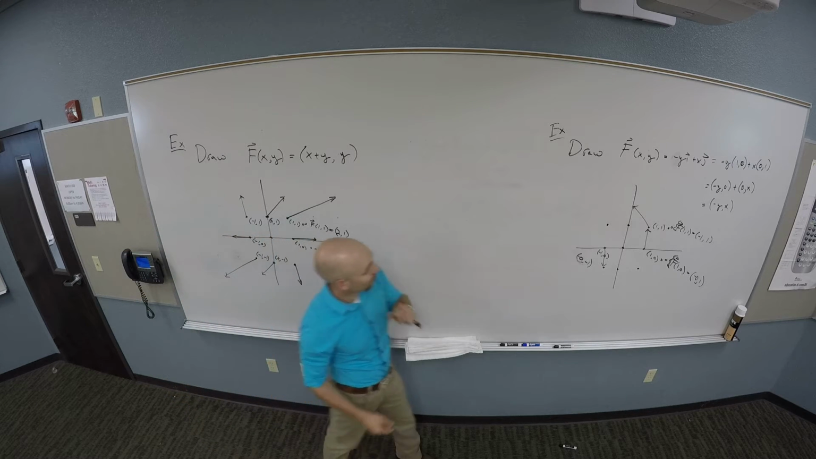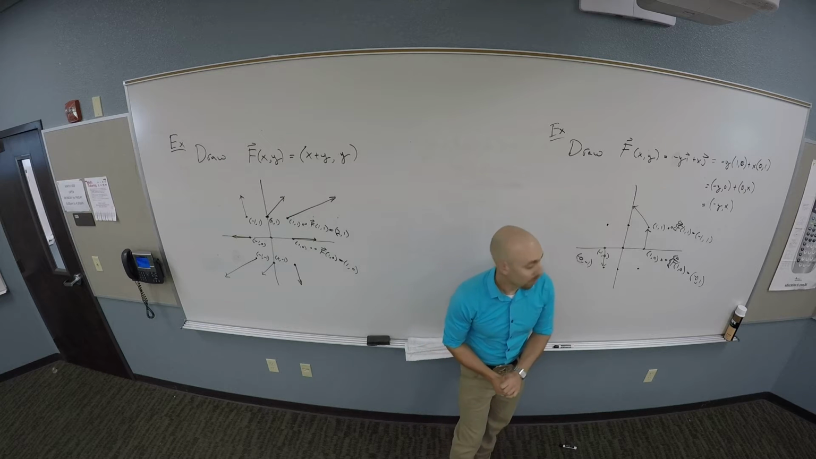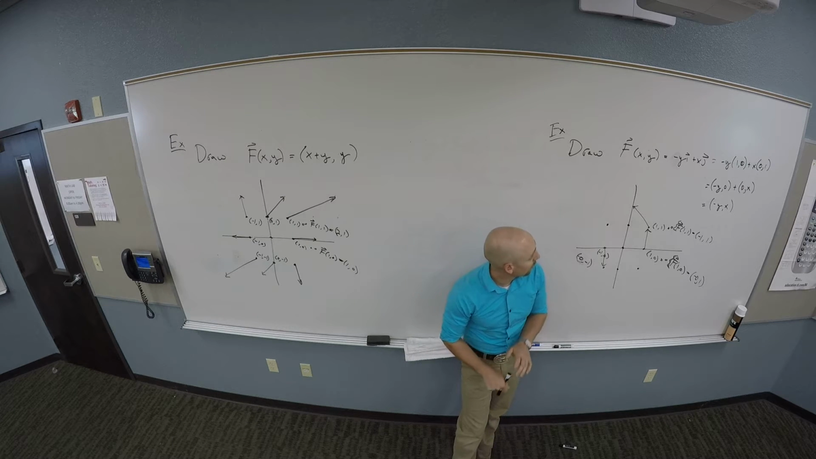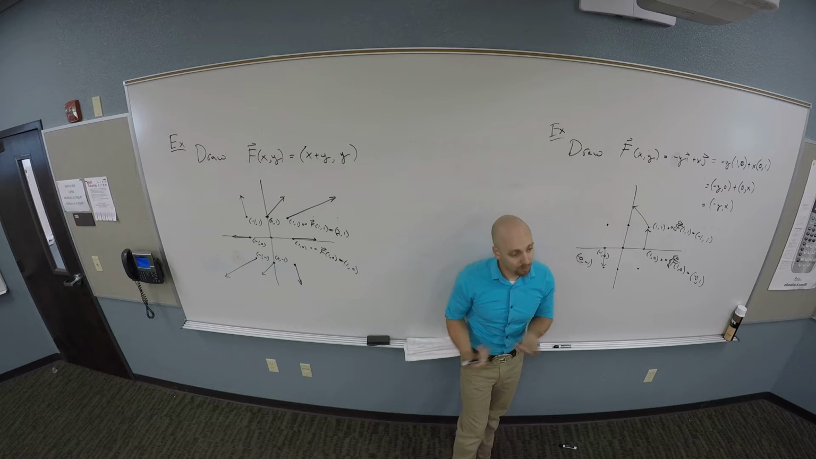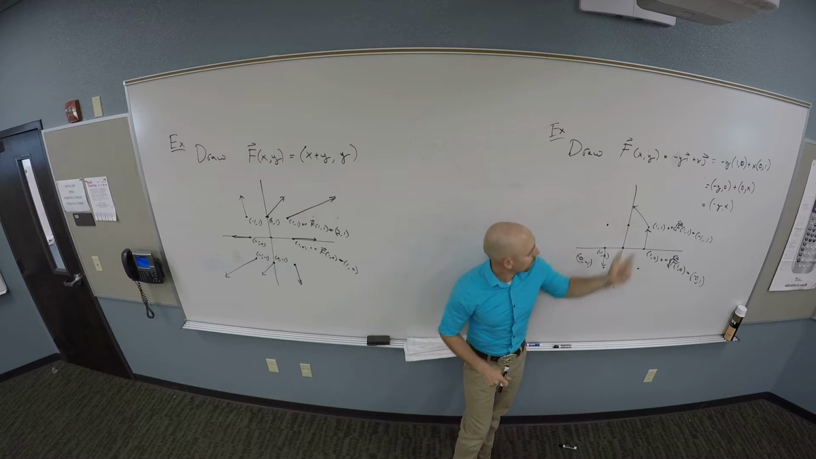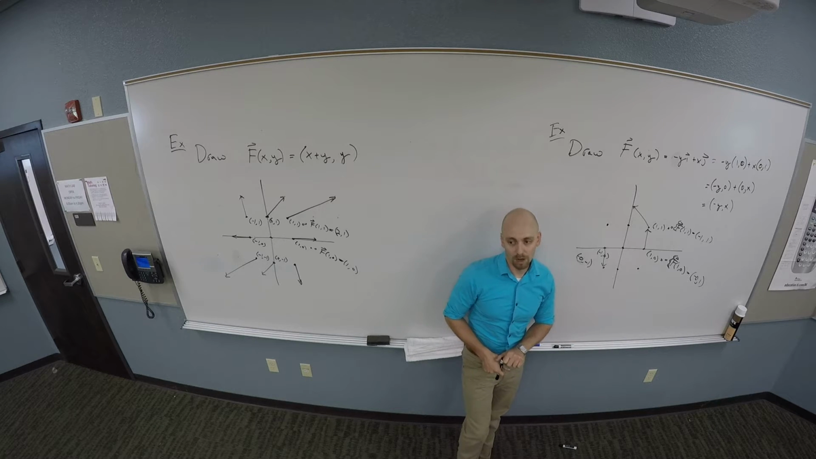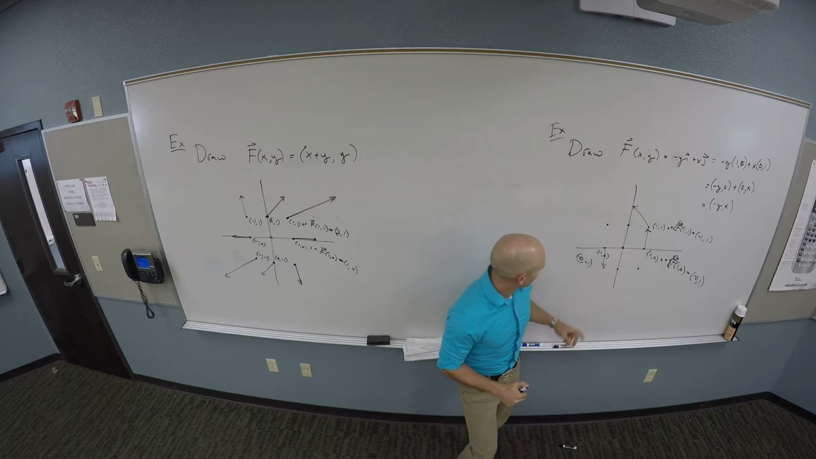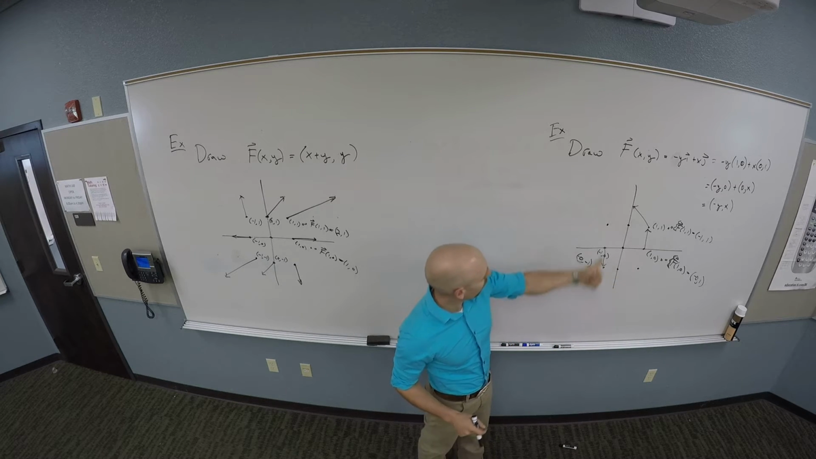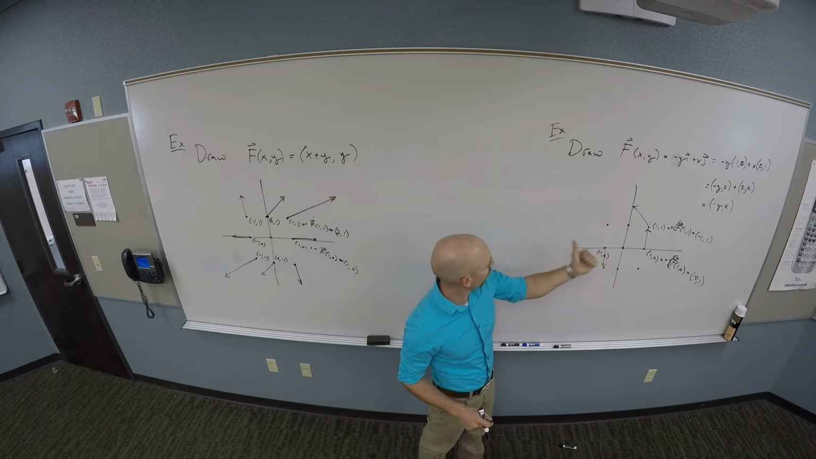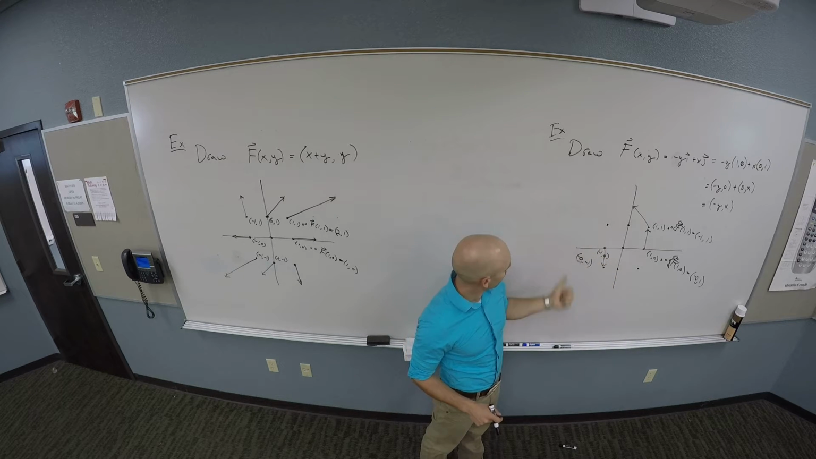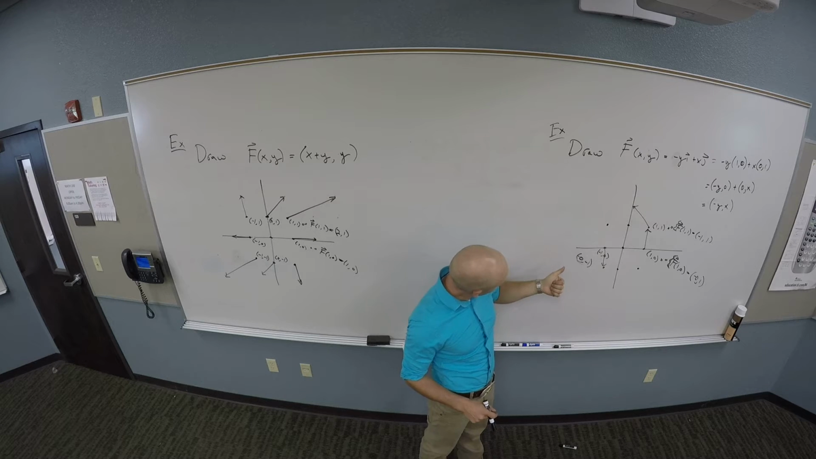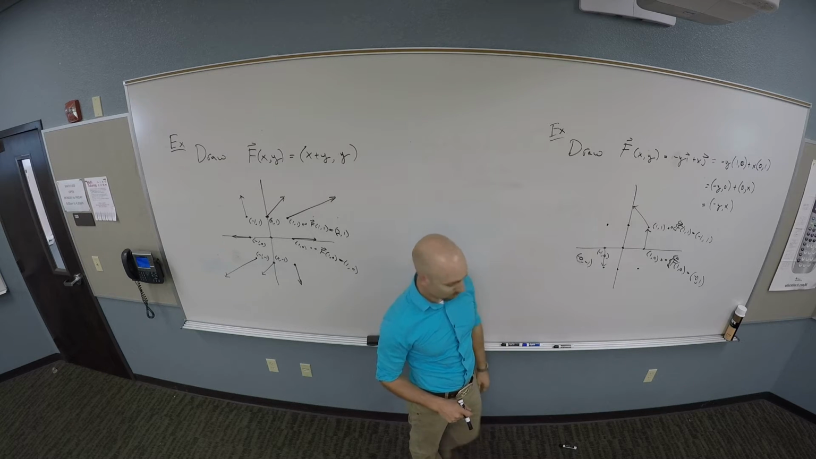Let's see if we can draw this other one. That looks funky. So I want to draw f of x and y is minus y i plus x j, which we could rewrite as the vector minus y, x. Okay, I drew some points. I got 1, 0 points straight up, 1, 1 points up and back, and negative 1, 0 points straight down.